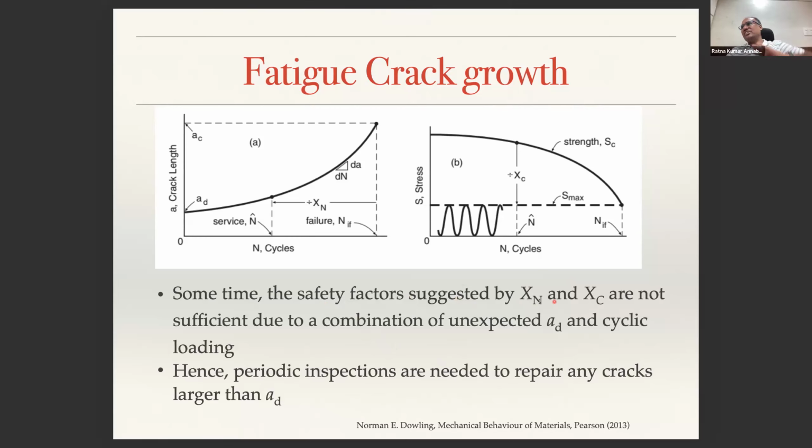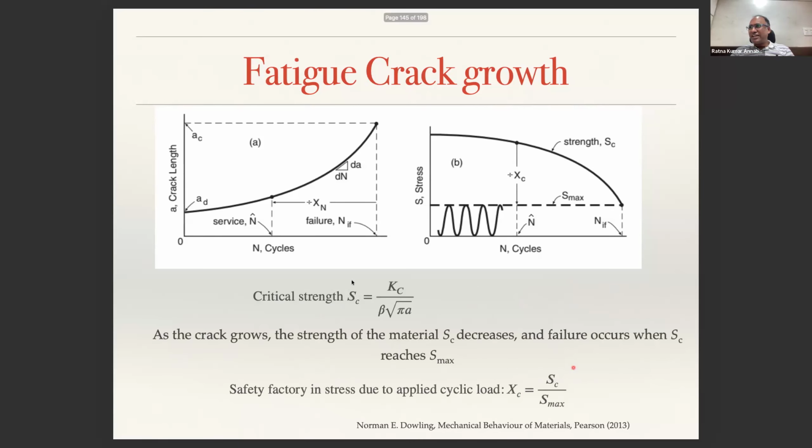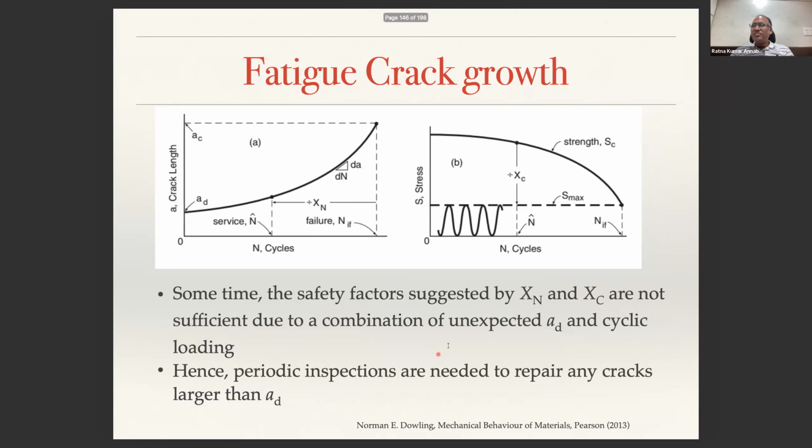Sometimes the safety factors suggested by X_n and X_c are not sufficient due to a combination of unexpected detectable crack length and cyclic loading, and hence we need to do periodic inspection. Your safety factors X_c and X_n may not be good enough, and hence a periodic inspection is required in order to ensure that a crack larger than a_d is not suddenly growing, because you know this path and it is not supposed to grow faster. And you see the slope of this line is what we call da by dN. A small local slope, where this is a versus N, is da by dN.